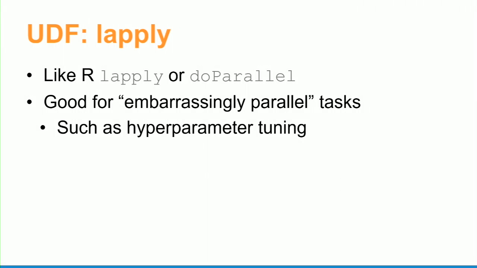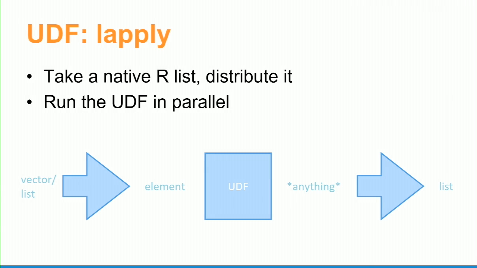There's also one additional way to do this. There's also lapply support in SparkR. So it's really good for these embarrassingly parallel tasks, like when you want to do hyperparameter tuning and so on. The idea here is to take a native R list and then distribute it and process it in whatever your UDF is doing, and then we get whatever your UDF is returning and send it back to you.